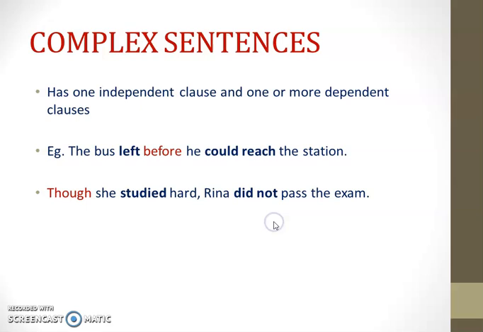Coming to another example. "Though she studied hard, Reena did not pass the exam." So here also we have two clauses. "Though she studied hard" is the subordinate clause. "Reena did not pass the exam" is the main clause or the independent clause. "Though" is the subordinating conjunction used, and the two finite verbs are "studied" and "did not".